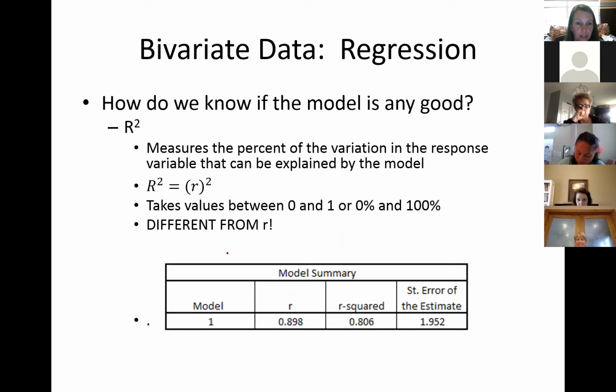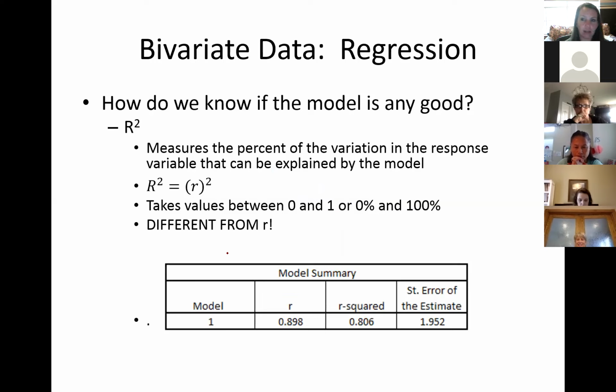So there's a couple of things that we can look at. One of the goals of regression is to make predictions. So we might want to know, hey, is our model actually good at making predictions? And one of the things that we look at to help us figure out if our model is any good at making predictions is a measurement called R-squared. R-squared measures the percent of the variation in the response that can be explained by the model.